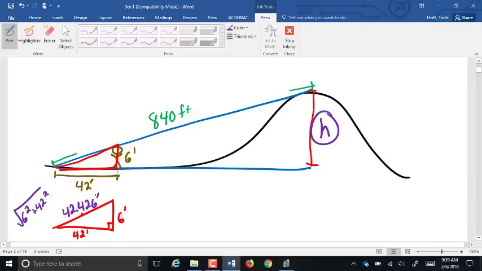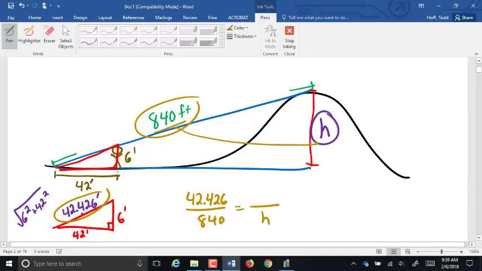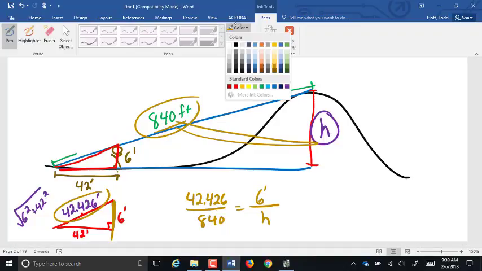So now what? You could do it as a percentage, but let's just do it as similar figures. We have that 42.426. That is the corresponding side to the 840. So 42.426 corresponds to the 840 feet. Now I'm trying to find H. Is H going to go on top or bottom here? It goes on bottom because it's from the same figure as the 840. On top is going to be the 6 because that is the vertical dimension out of the other triangle.